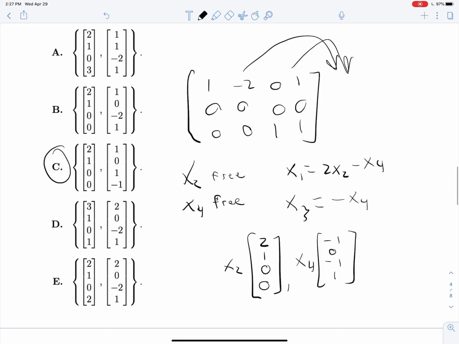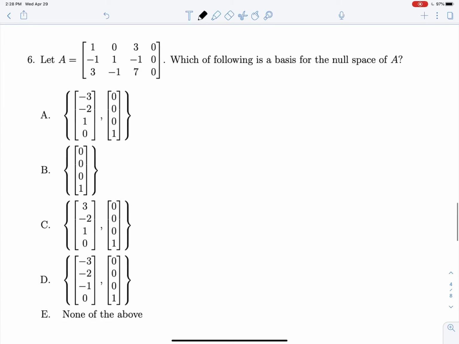It's still a basis for the null space if you multiply any of these vectors by negative 1, or really any non-zero constant at all. So they just took this guy and multiplied it by negative 1 and got this vector. But that's still valid for us.